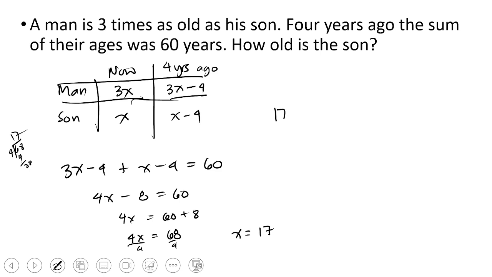So if this is 17 and this is 51, so 4 years ago, the son would have been 13, and then the man would have been 47. So if we add 47 plus 13, so yes, that will give us 60. So it matches the condition. So our answer here, wherein the son is 17 years old, is correct.